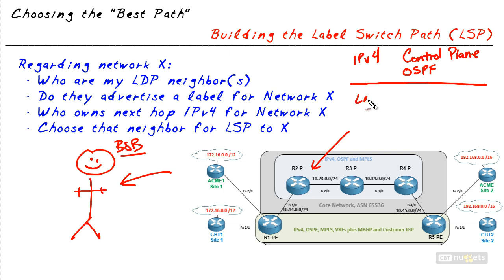Well, with labels, we also have a control plane. And with labels, we're using Label Distribution Protocol as one, not the only, but one of our methods for distributing labels. And so at the end of the day, R2 is going to be advertised labels from R1 and labels from R3 regarding different networks. And R2 is responsible for making a choice based on all that information of how he's going to forward traffic. Is he going to forward towards R1 or is he going to forward to R3?